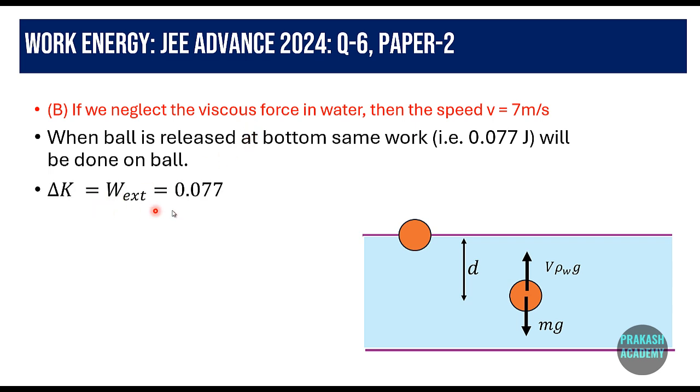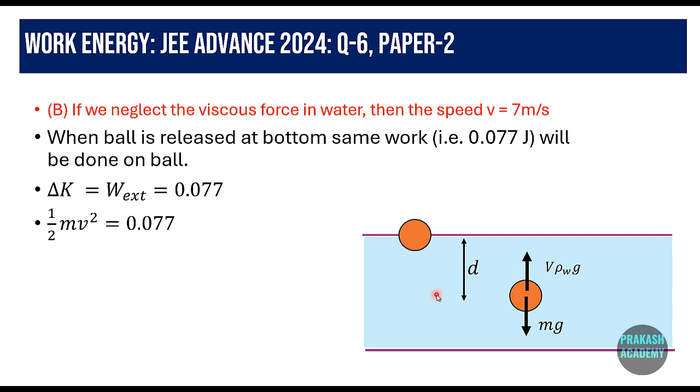So work done is equal to 0.077 joule, and this is the work done by the external forces. External forces in this case are this mg and v rho g. So effective external forces will be due to this force.